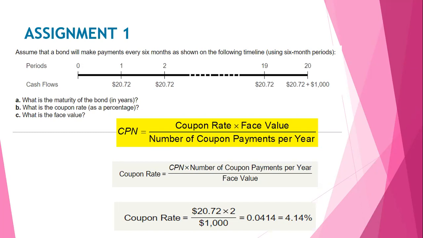To answer C, what is the face value? Of course, we know that the face value is the principal of the bond, which has to be repaid at maturity. So therefore, the face value is $1,000, and it's already there for you. $1,000 is the face value.